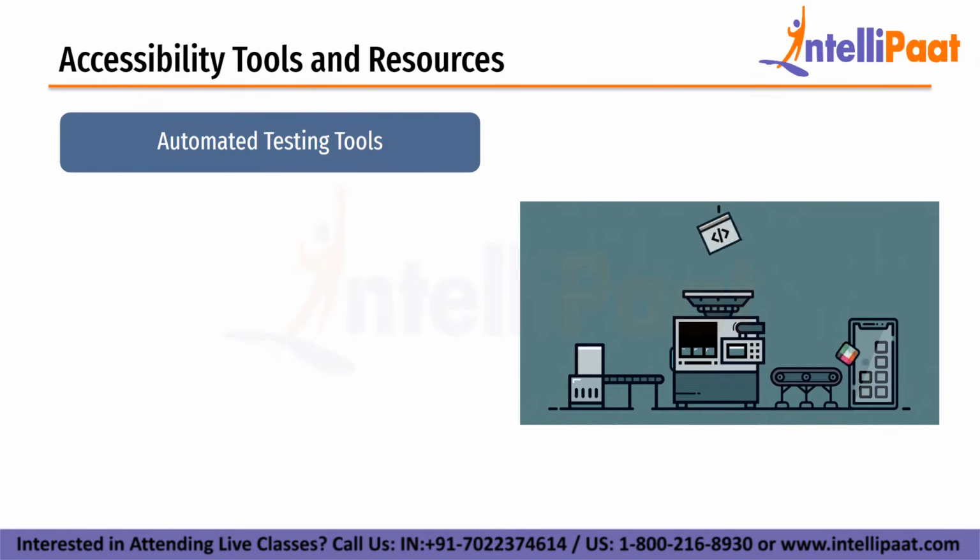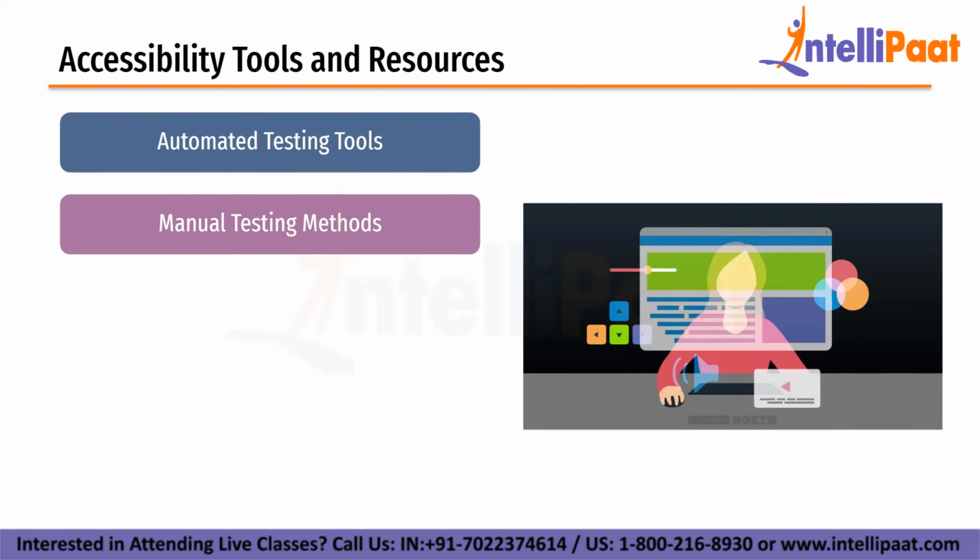These are software programs that automatically scan web content for accessibility issues. Some popular automated testing tools include Axe, Wave, and SiteImprove. These tools can quickly identify issues such as missing alternative text for images, improperly labeled form elements, and low color contrast. However, it's important to note that automated testing tools are not foolproof, and manual testing is still necessary to ensure full accessibility compliance.